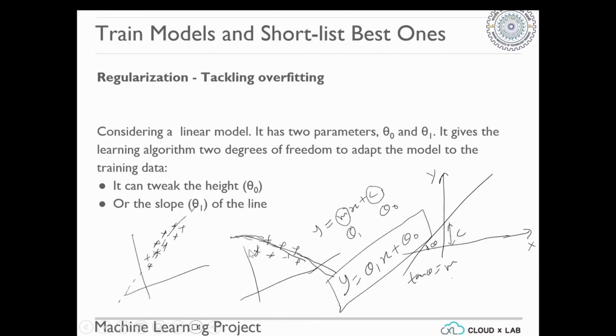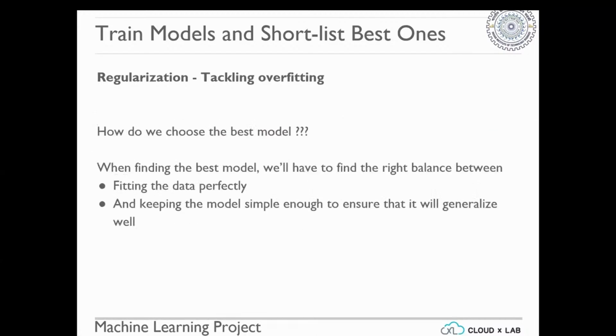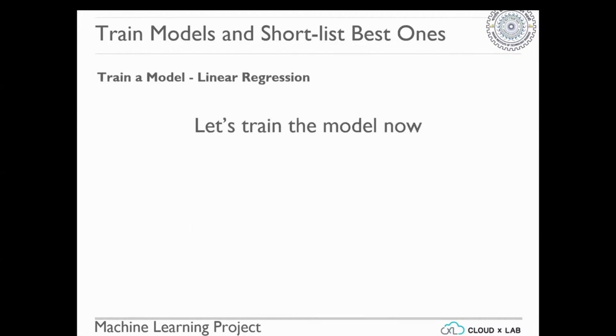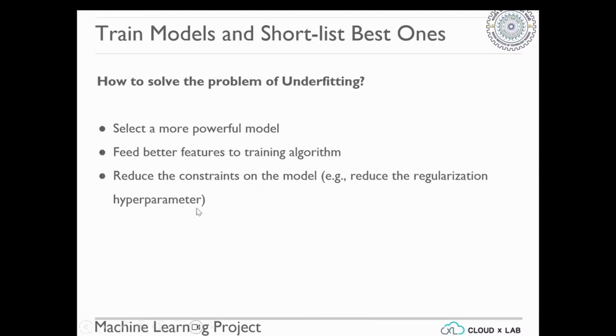Okay, so now how can we fix this problem? We can reduce the regularization strength. We can relax our model, and for that, we can reduce the regularization hyperparameter value, right? So we can reduce the constraint on the model, and constraint means we can reduce the regularization hyperparameter.